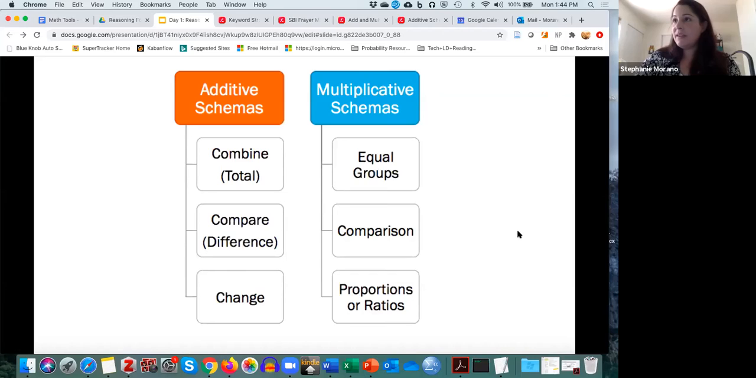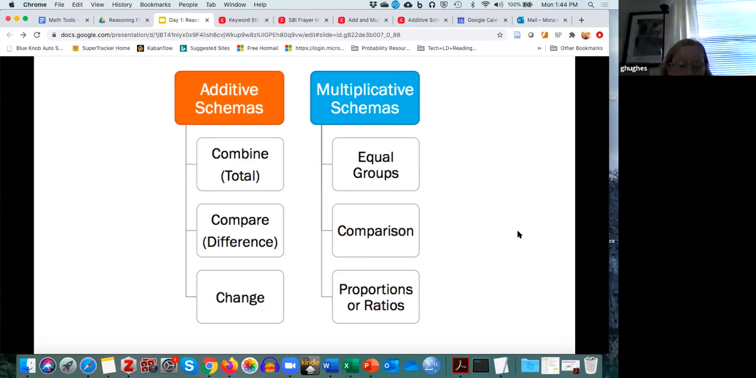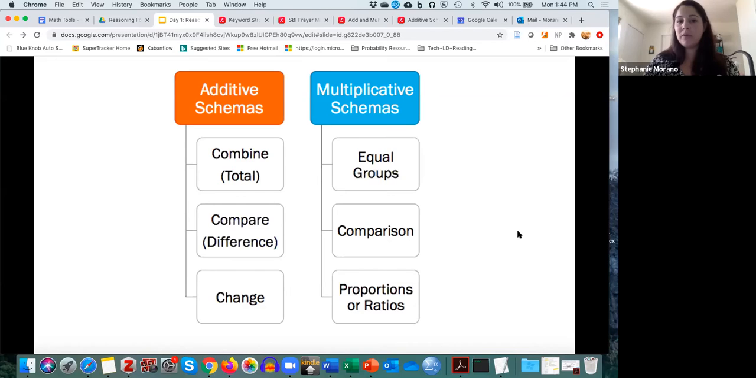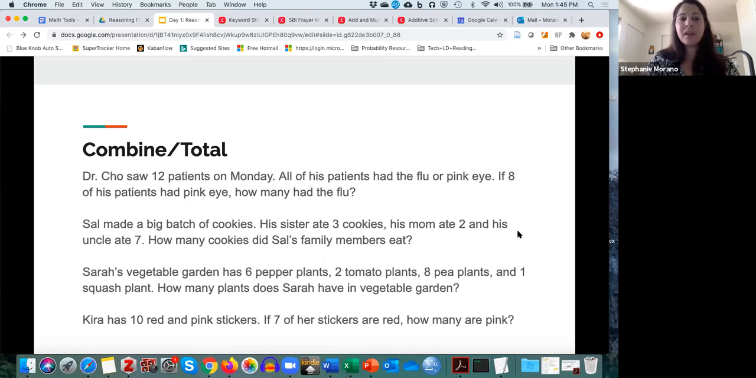So these are the categories or the schemas. The additive schemas are the combine or total schema, the compare or difference schema, and the change schema. And the multiplicative schemas are equal groups, comparison, and proportions or ratios. The first schema we're going to look at is the additive schema, combine or total. So what you see on this slide are examples of combine or total problems.